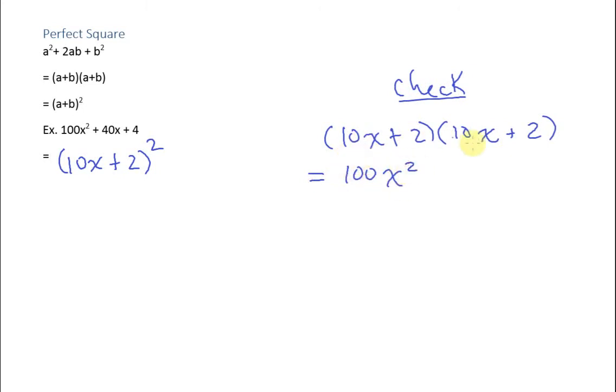Okay, so first 100x squared, inside 20x, outside 20x, last plus 4. The middle terms will combine to make 40x. Perfect. So this works out. If you don't have the pattern memorized in this case, that's fine. You could just work it out slowly using regular factoring.